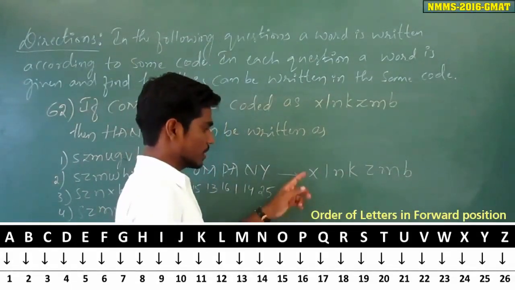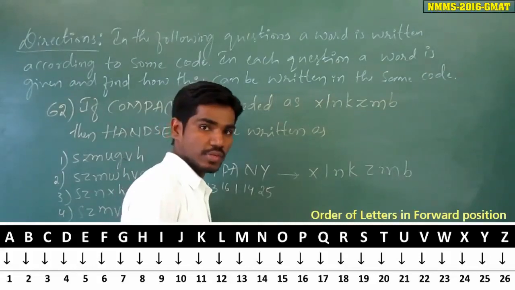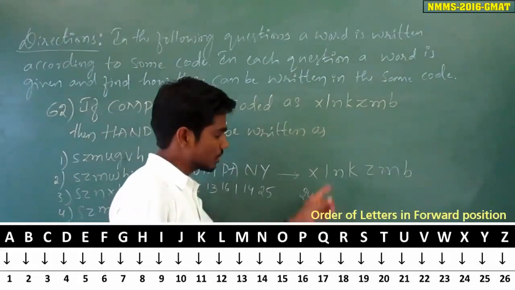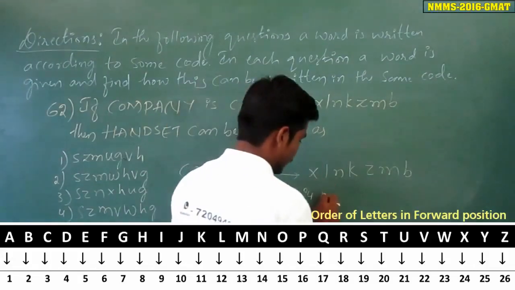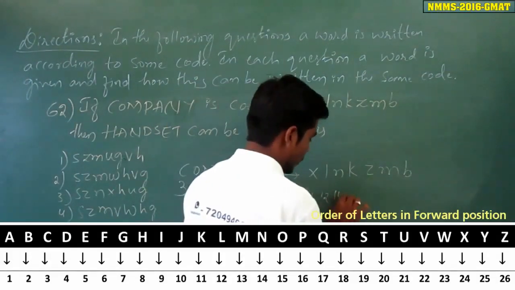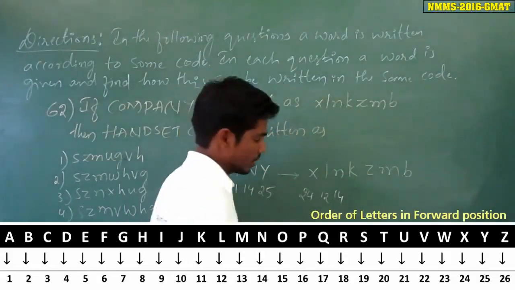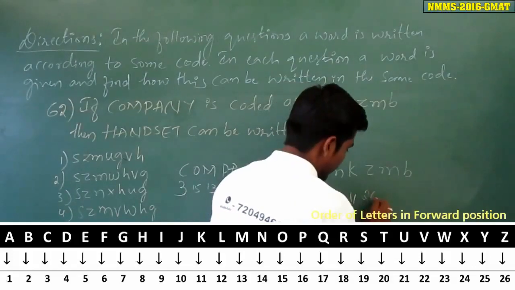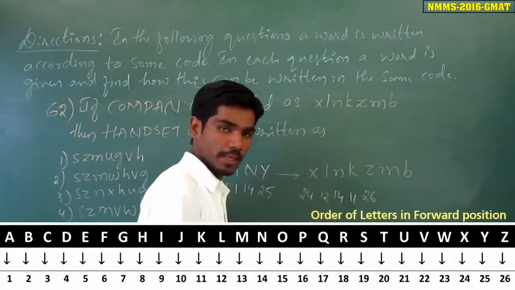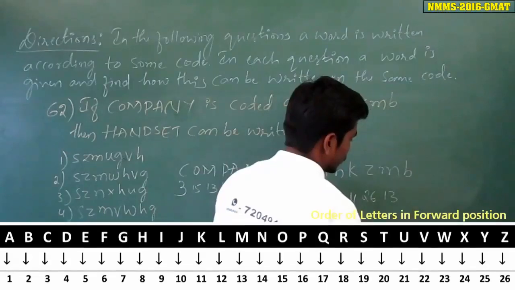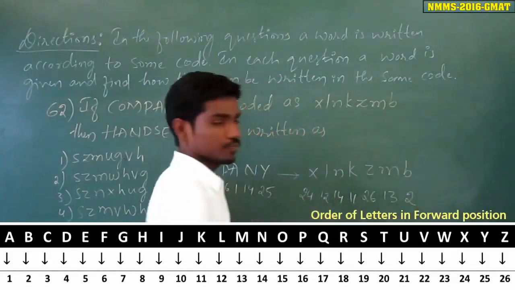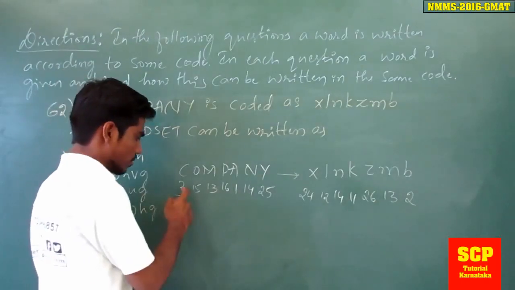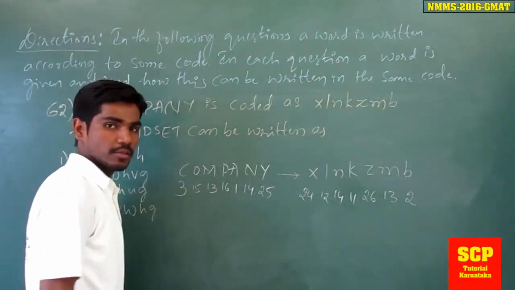Now what are the positions of the coded letters? The position of X is 24. Position of L is 12. Position of N is 14. Position of K is 11. Position of Z is 26. Position of M is 13. And the position of B is 2.